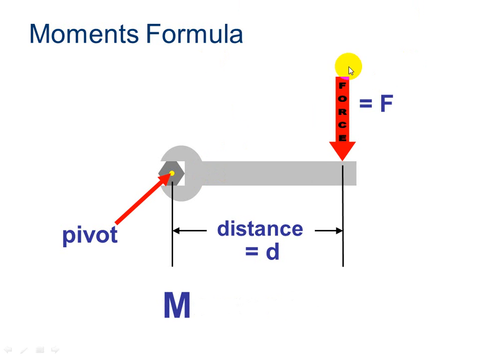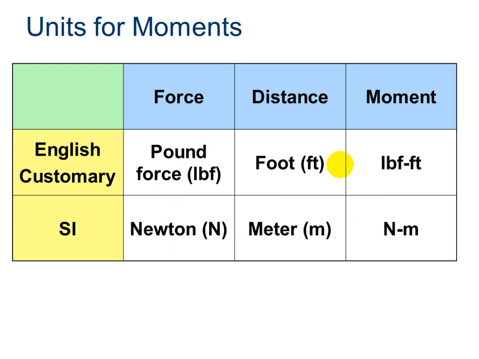We're going to multiply the distance from the pivot point to the force times the amount of force that we're applying. And again, very important, you need to write this in your notebook, we're interested in a perpendicular distance between the pivot point and the force. And I'll show you some examples of what I mean.